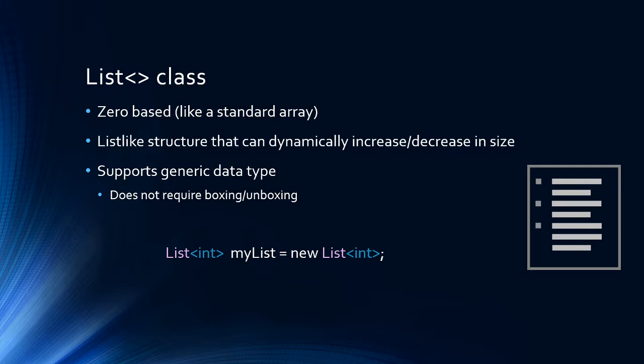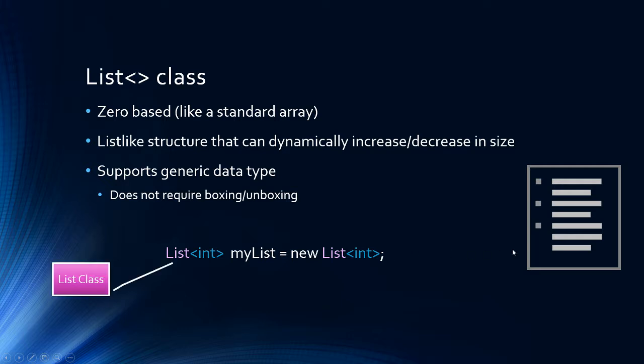It's a little different because we're basically saying that everything in this list will be an integer. So we can't have mixed data types within a list as we can with an ArrayList. However, we can create a list of any type of data, so it can be a little bit more efficient.